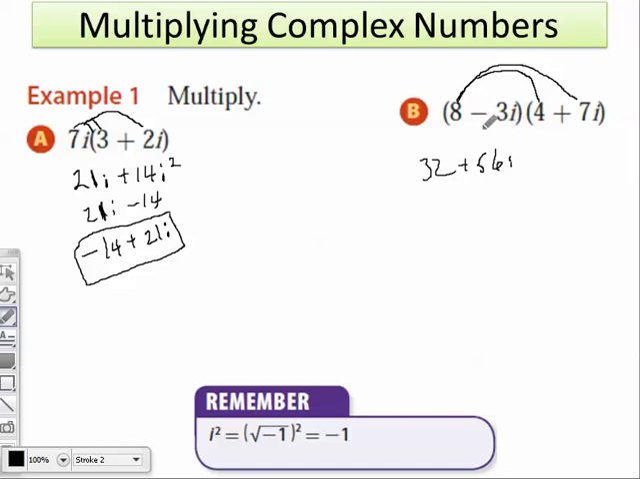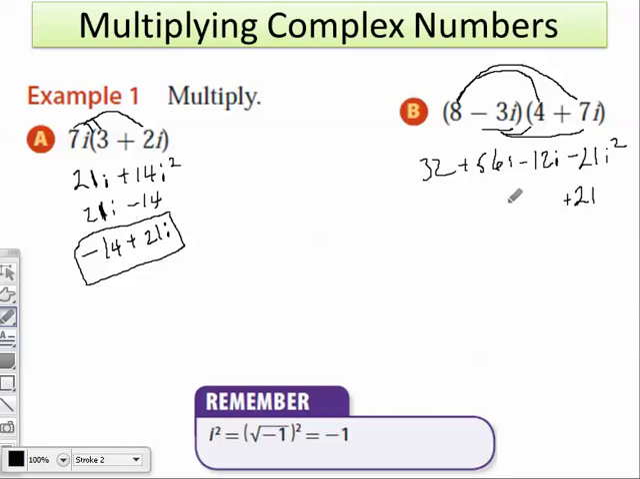I'm going to multiply the negative 3i times the 4. And that's going to give me a negative 12i. And I'm going to multiply the negative 3i times the 7i. And that's going to give me a negative 21i squared. Okay? So you can see we've got squared terms and constant terms. i squared, that's negative 1. So negative 21 turns into a positive 21.